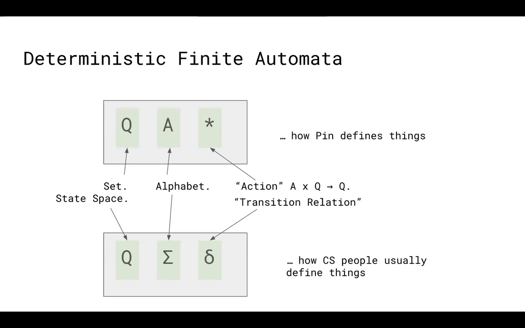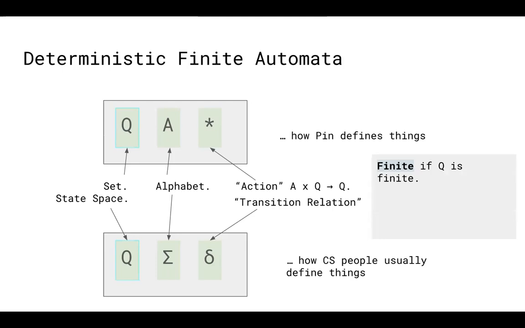So these are equivalent notions. And I guess the point is that if you see him writing down something that looks like he's multiplying an input symbol by a state and he's getting back a state, that's equivalent to him just saying that if you applied the transition relation at that state on that symbol, you would end up in that final state. And we'll go over this again momentarily.